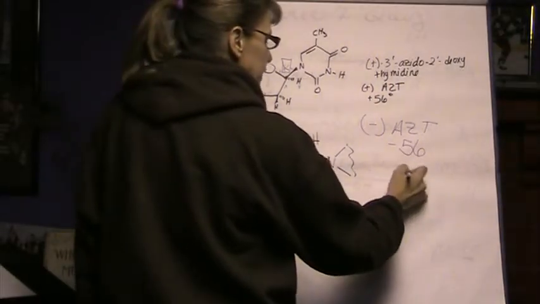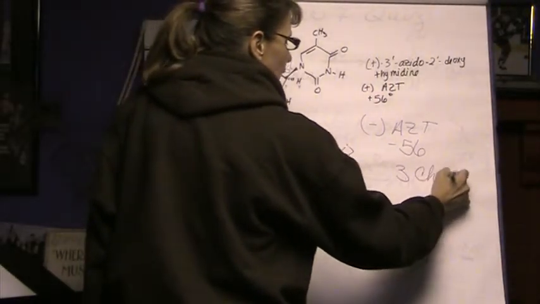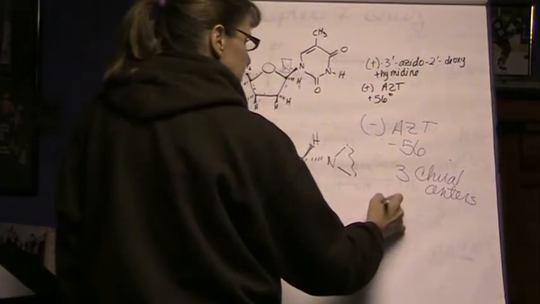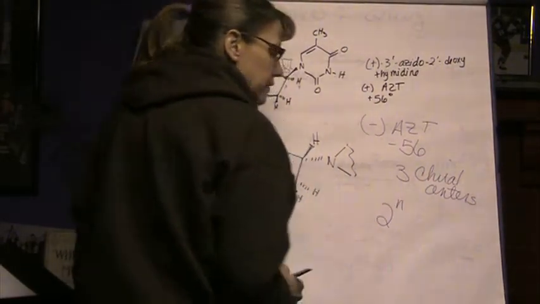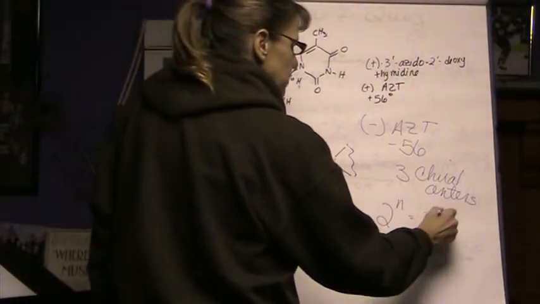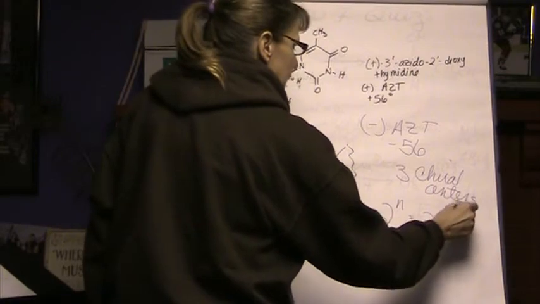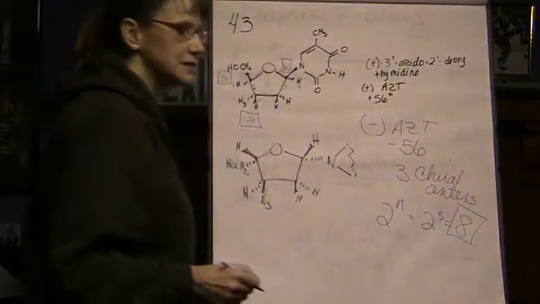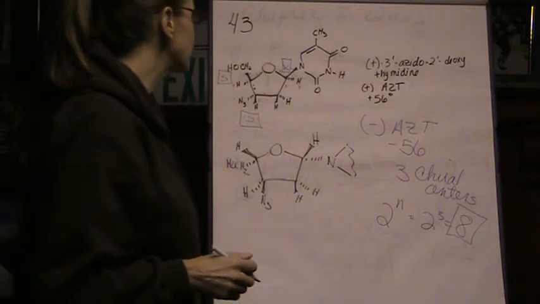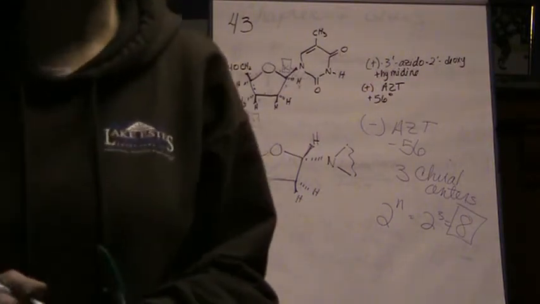We have 3 chiral centers, and our formula is 2 to the N, where N is the number of chiral centers, so it would be 2 to the 3, so 8 is our possible number of stereoisomers. And that is number 43 and the end of the chapter 7 homework.